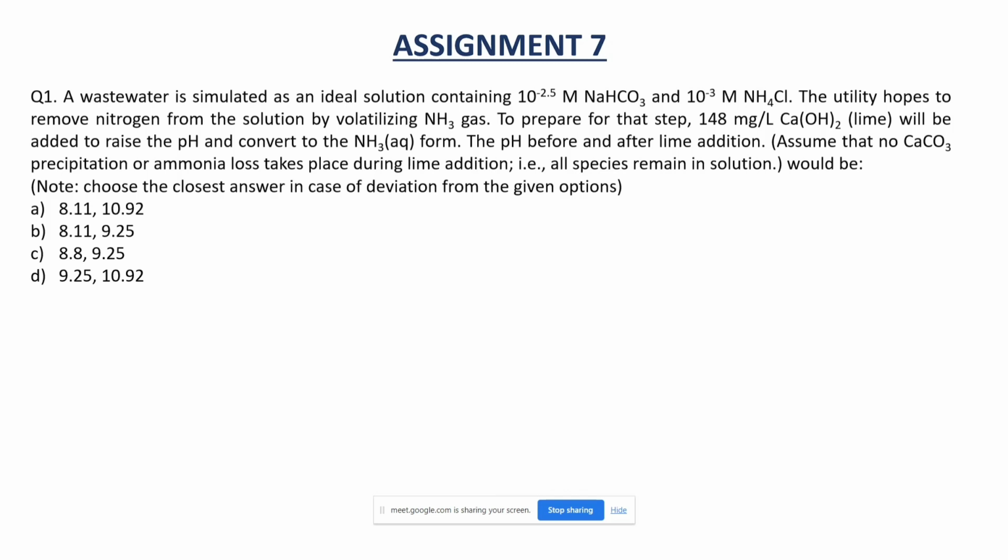So we have been given a wastewater which contains sodium bicarbonate and ammonium chloride. These two are used to simulate the wastewater, and we have to volatilize the ammonia gas. As we know, ammonium ion converts to ammonia aqueous at pH around 9.2. So the aim is to increase the pH to around 9.2 or more by addition of a base, that is lime, so that ammonium will be converted to ammonia aqueous, and that will finally be converted to the gas. So we have to find out the pH before and after the lime addition.